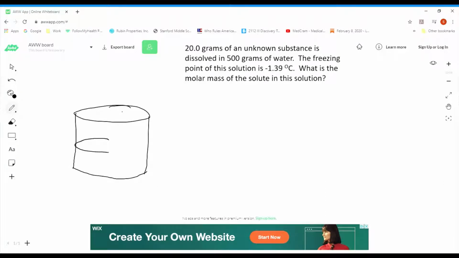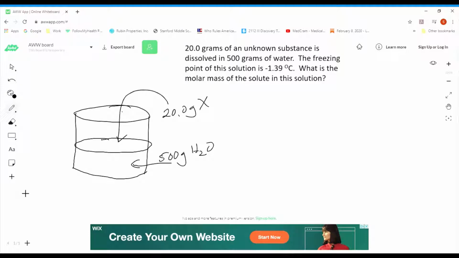And in here, we're going to put 500 grams of water as our solvent. And we're going to drop in 20 grams of this unknown substance. We'll call it substance X. We don't even know what it is, but we want to know the molar mass of it.